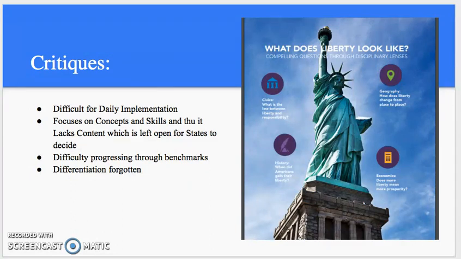Some critiques that we have regarding the C3 framework are that it's difficult to implement on a daily basis on top of our content standards, literacy, and ELD standards. Also, it only focuses on concepts and skills, and thus it lacks content-specific standards. And also, if a student is already behind on their specific skills, it's hard to have them catch up with the rest of the class. And it also does not incorporate differentiation for specific groups of students.